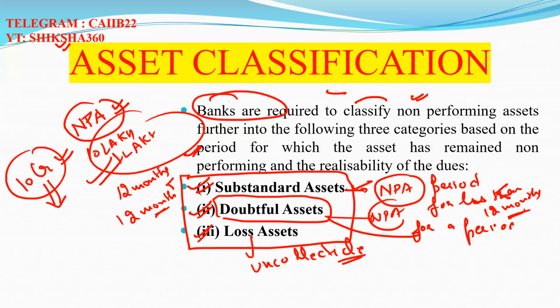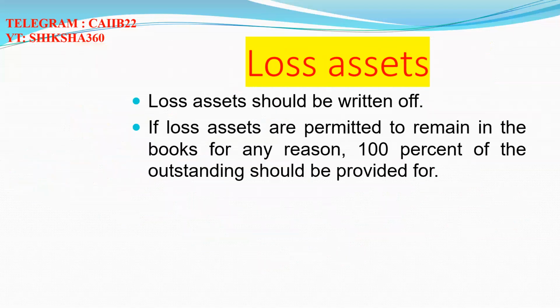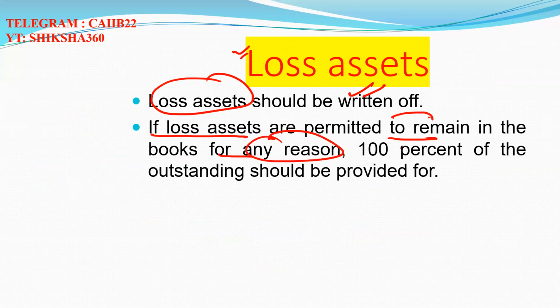So now let's discuss the provisioning. Loss asset. Loss assets should be written off. If loss assets are permitted to remain in the books for any specific reason, then 100% of the outstanding should be provided for. That is 100% provisioning, or we can say that 100% of the outstanding should be provided for that asset.